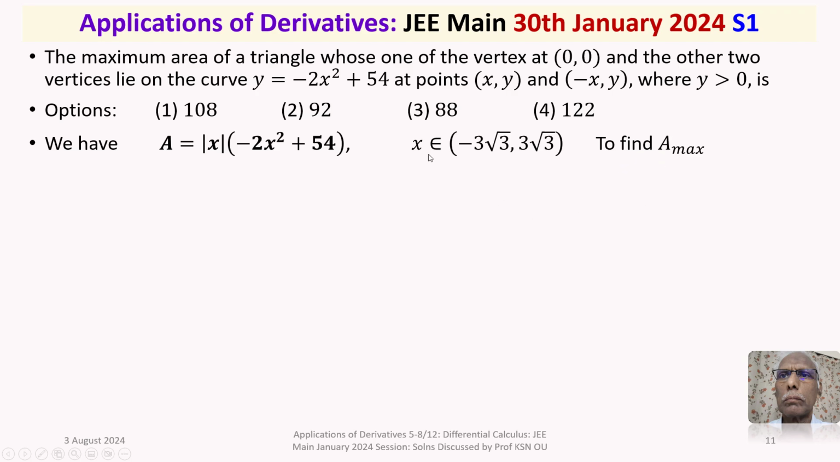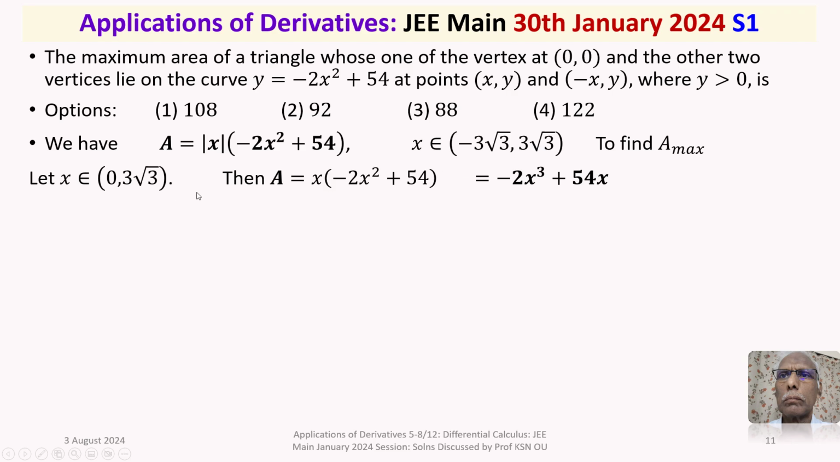Let's now consider the positive values of x. So let x belong to (0, 3√3). Positive values we have considered. Right. And suppose we fail to get a max, then we move to the negative values. But we normally get it at positive values. Then A is equal to mod x will be x only, because we have considered positive values. x into (-2x² + 54), and multiply, -2x³ + 54x, to find out the maximum of A(x). A is a function of x.